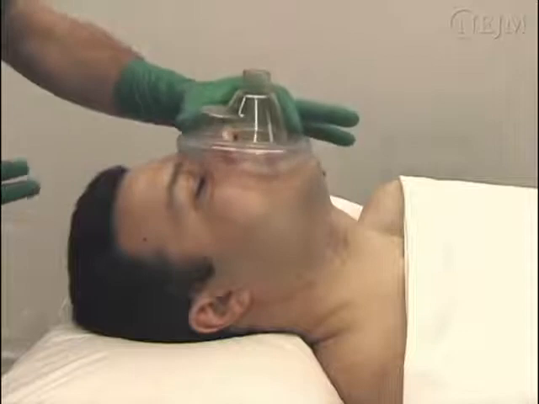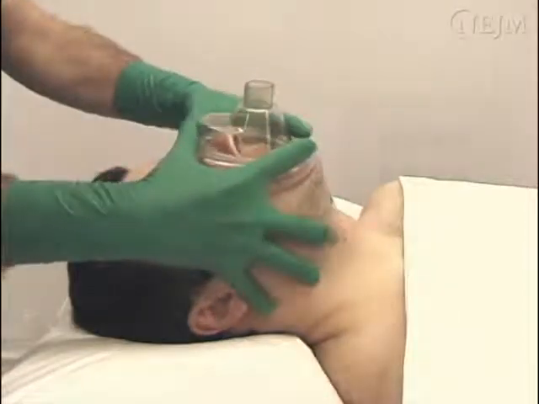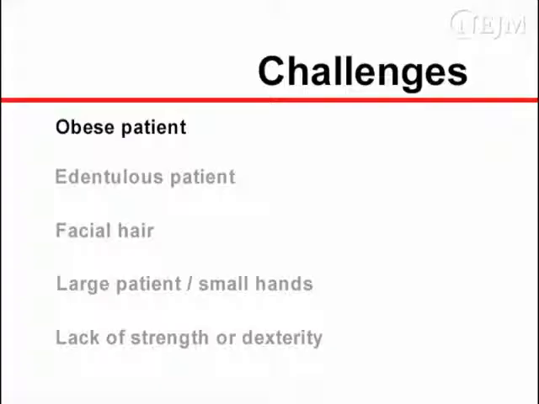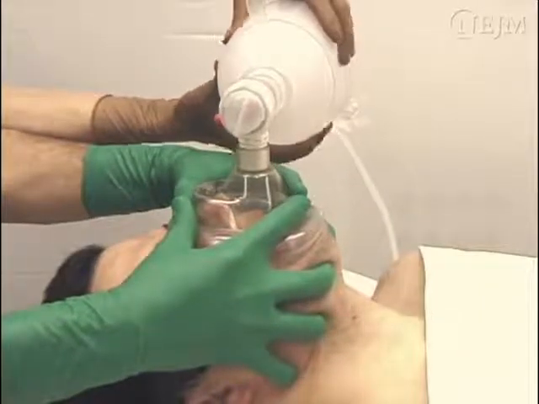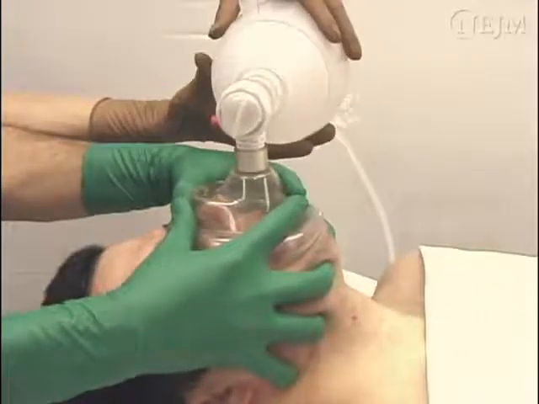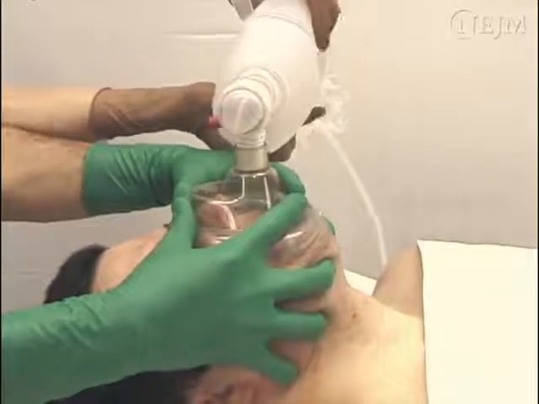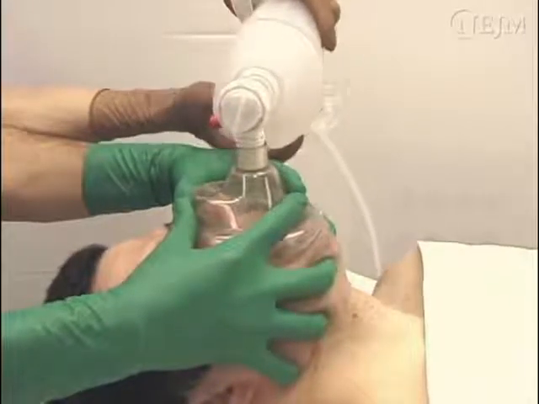It may be difficult or impossible to maintain an adequate seal using only one hand. This challenge can occur in obese or edentulous patients, or in those with abundant facial hair. Additionally, large patients may present a challenge for individuals with small hands or with insufficient manual strength or dexterity. In these situations, the mask can be held with two hands, with each hand positioned as described in the one-hand technique. A second person compresses the bag valve device.